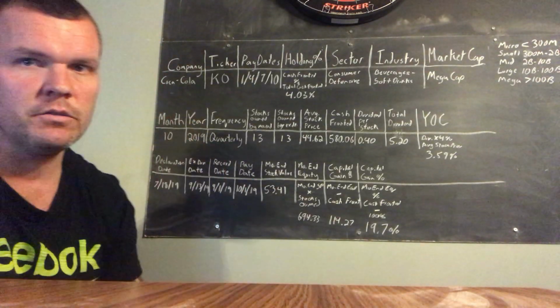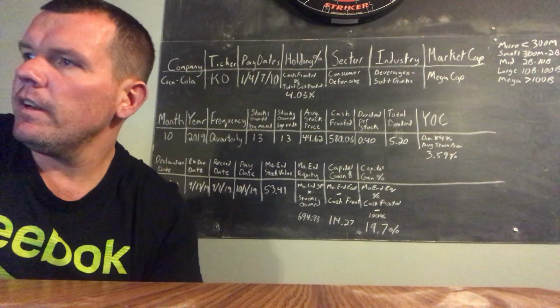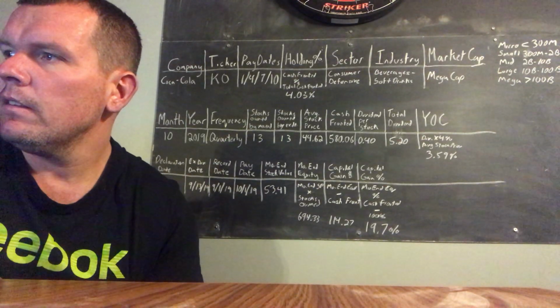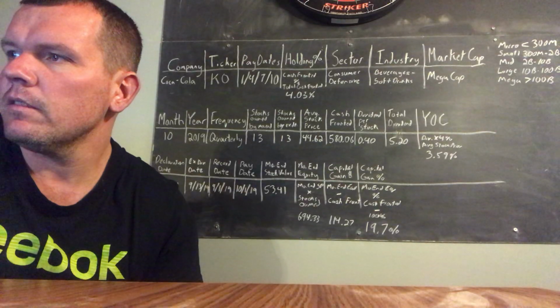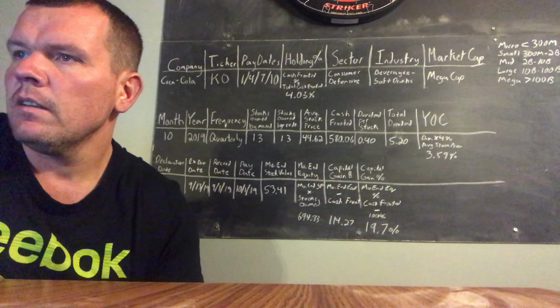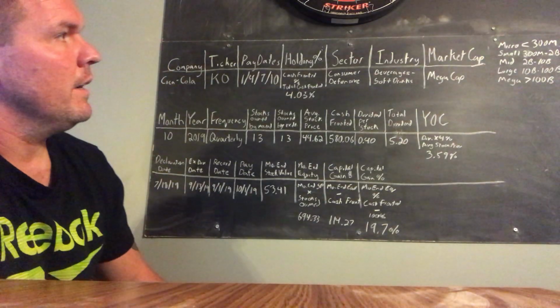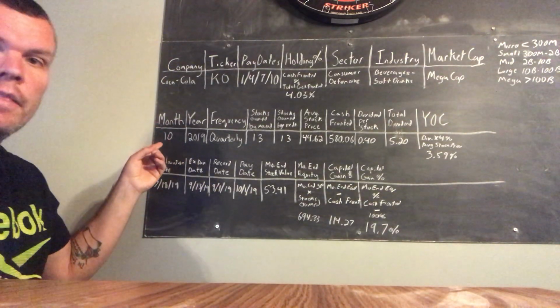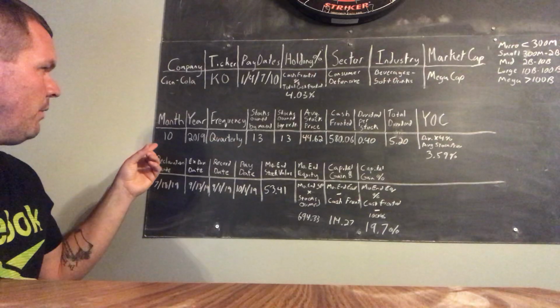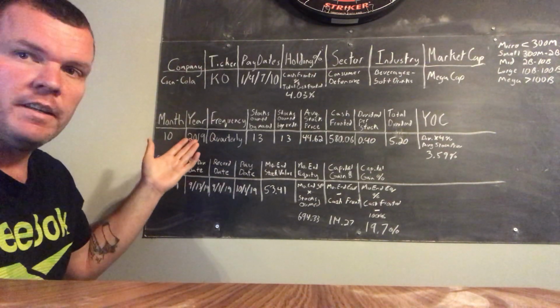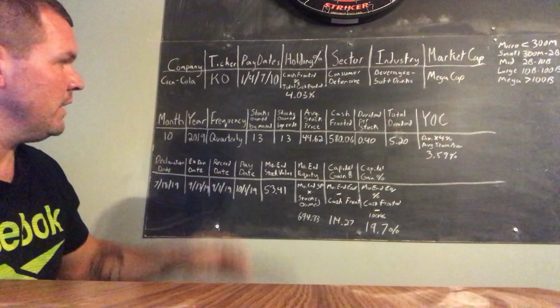I think Coca-Cola is 300 billion. Hold on a sec, I got it written down somewhere here. 227. Yeah, 227 billion, whatever, close enough. Anyway, moving on. Next, what I do is I put the month, obviously, that it's paying, October 10. Year, 2019. Okay. Frequency, quarterly.